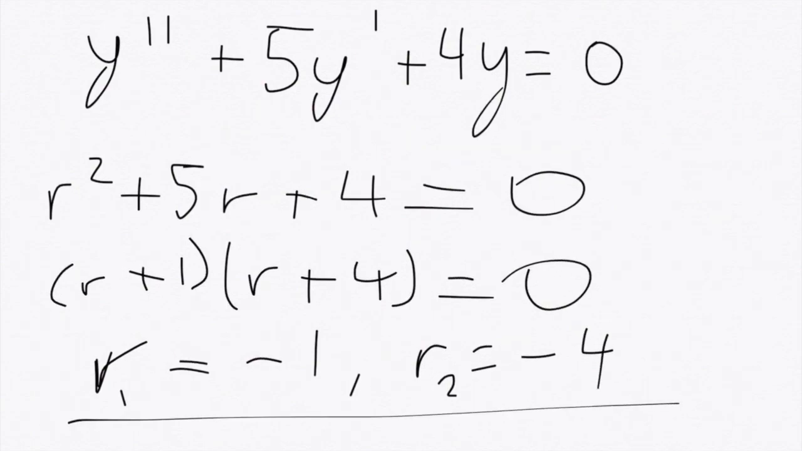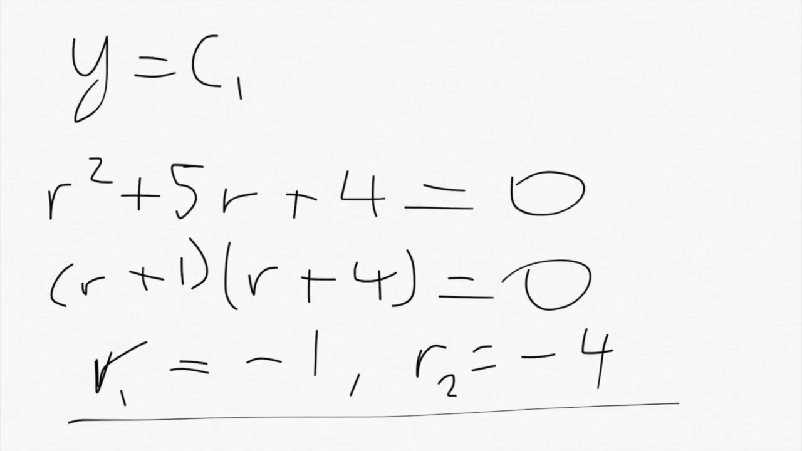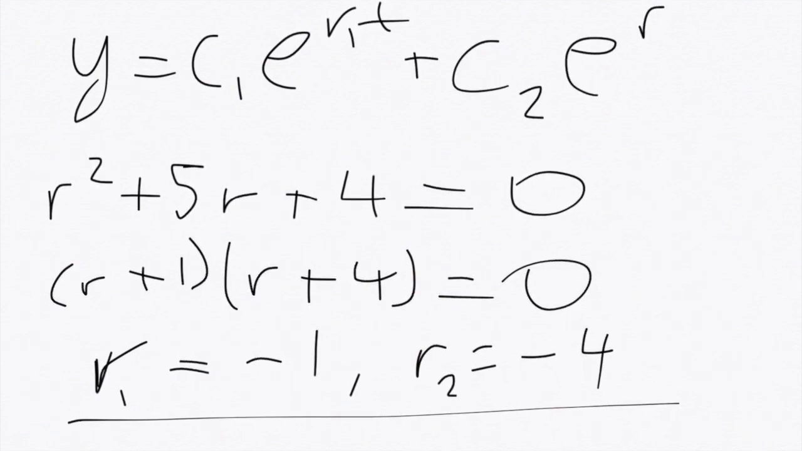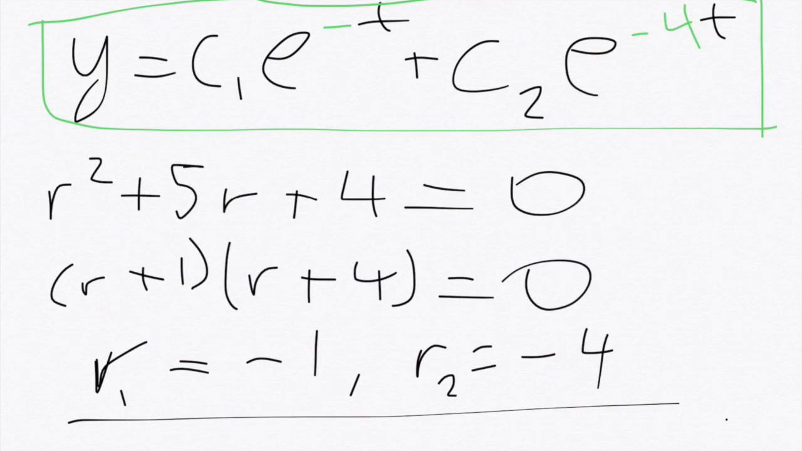And here are our r1 and r2. Now all we're going to do is replace them into our general formula, y equals c1 e to the r1 t plus c2 e to the r2 t. We're going to replace r1 and r2 with their appropriate numbers: negative t and negative 4t. And we're done. This is our final solution, a general solution, as we don't know what c1 and c2 are, since we were not given any initial condition.